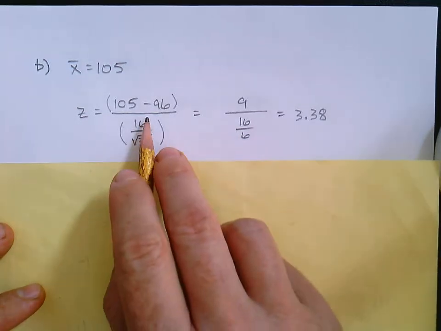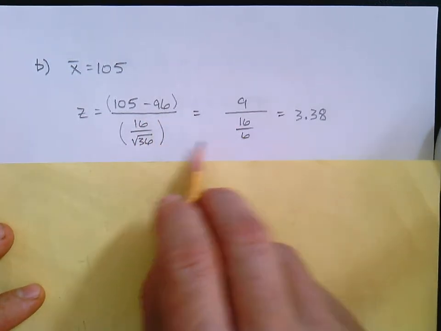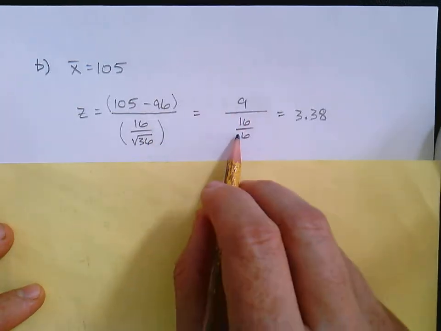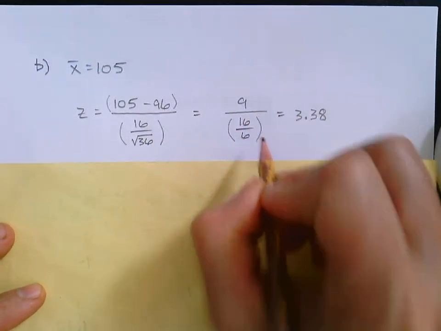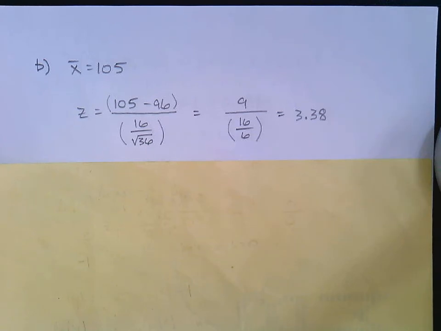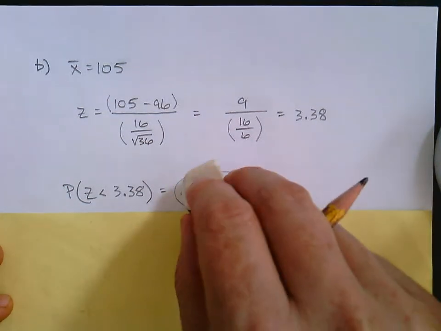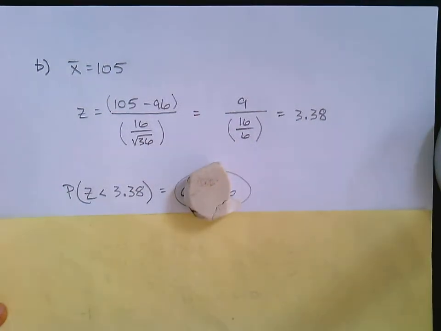And just to note, you might have decided to subtract here first and simplify our square root, so 9 over, and then here, but you'd still need parentheses there if you were to do it that way. Okay, anyway, the z-score is 3.38. And then we're finding a probability, we'll cover up our final answer there, probability less than that z-score, 3.38.